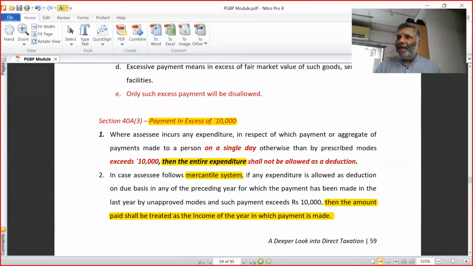40A(3) is divided into two parts. Current year expenditure, there is a violation: disallow. Preceding year expenditure, violation in the current year: take that expenditure as income. Violation means more than 10,000 on a single day to a particular person has been paid in unapproved modes.